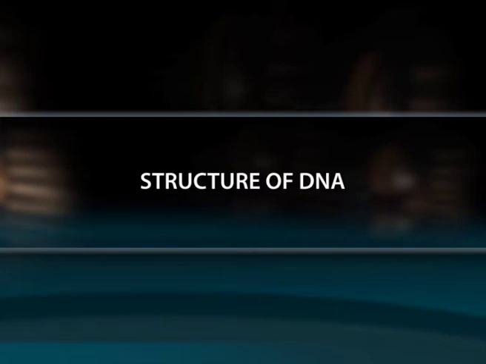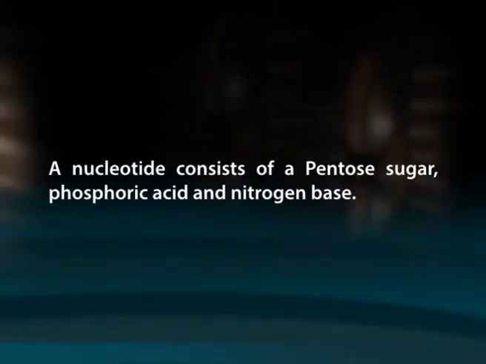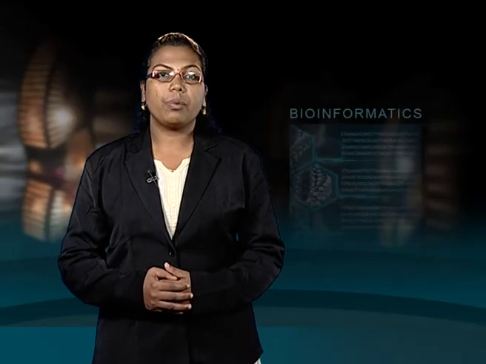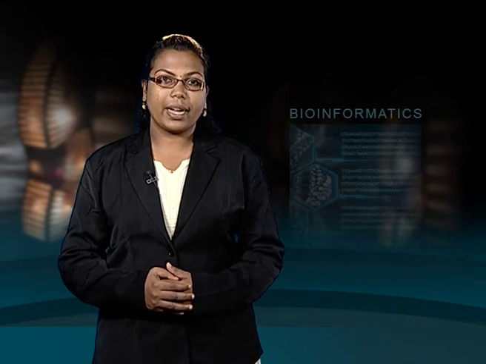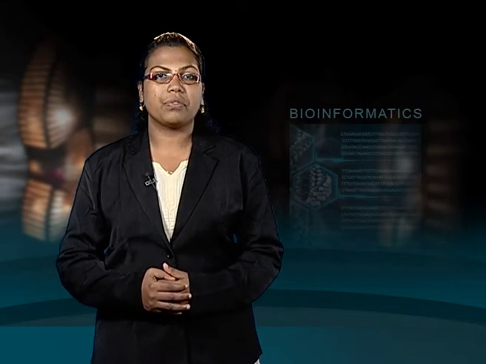The structure of DNA. The studies of DNA began in 1868. By the 1940s, it was known that DNA is made up of linear polymers called nucleotides. A nucleotide consists of a pentose sugar, phosphoric acid and a nitrogen base. The transformation of life science from biochemistry and agriculture to medicine and genetics happened in 1953.